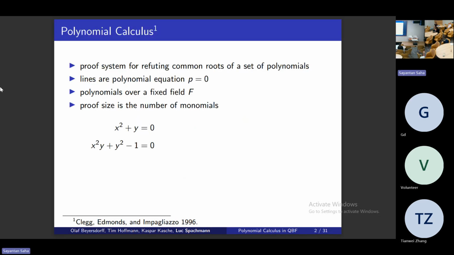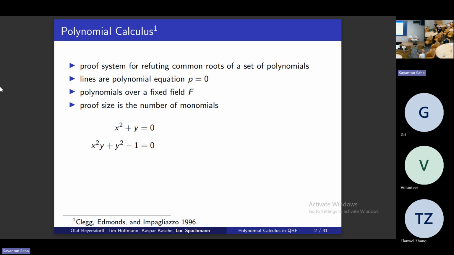As a short introduction, what is polynomial calculus? Polynomial calculus in its core is a proof system for refuting common roots of a set of polynomials. So in its core, it has nothing to do with either QBF or even SAT. The lines of a polynomial calculus proof are just polynomial equations, p equals 0. So the right side of the equation is always 0, and the left side is some kind of polynomial. The polynomials are over some kind of fixed field F. You can assume, if I don't say anything else, it's some subfield of C or a finite field. Most of the time, it doesn't really matter.